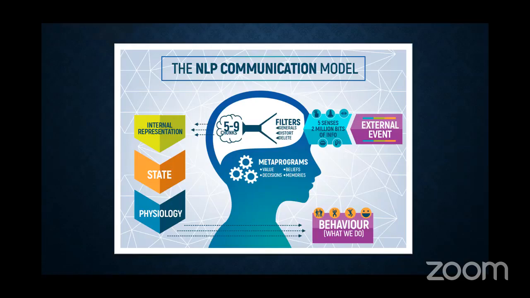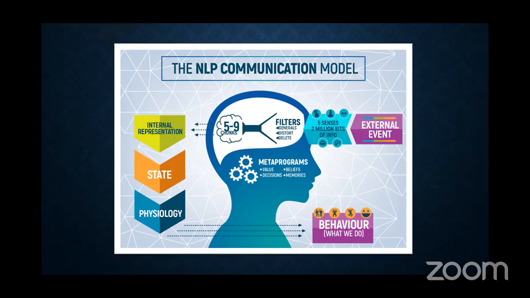And then all of that information, those 2 million bits of information, which is a lot more than that now. The latest research is saying up to 13 trillion bits of information per second. Our human brain can't function that fast, so it deletes, distorts, and generalizes a lot of that information. We can literally only monitor about 128 bits of information per second.